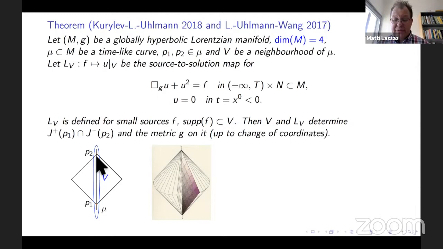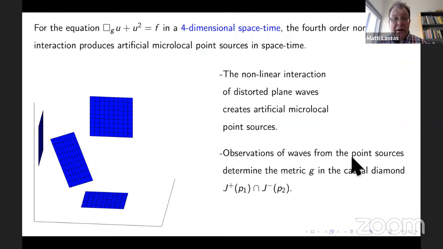So this was done some years ago. These are already years when the papers came out as publications. Now I'm going to speak about a generalization of this result. But let me first explain the idea. The idea is that we are in four-dimensional space-time. We are going to use fourth-order interaction, so interaction of four waves, to introduce artificial point sources.